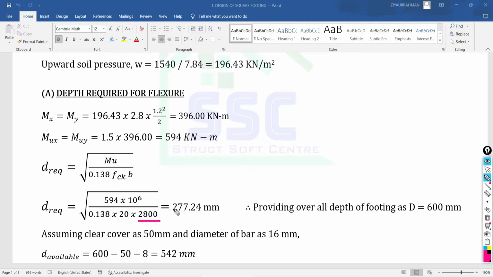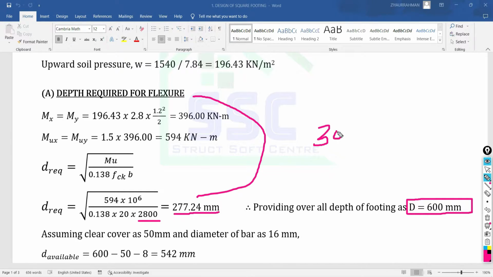And finally, if I calculate, the effective depth required for the footing is going to become 277.24, and this demand is for the flexural requirement. This depth demand is for the flexural requirement. But what I am going to do here is consider directly the overall depth as 600 mm. So you may ask a question, why are you going to take directly the overall depth as 600 when the effective depth required is 277? Slightly more than this you have to consider, as 300 or 400 something. But I am directly going to consider the depth as 600 mm.